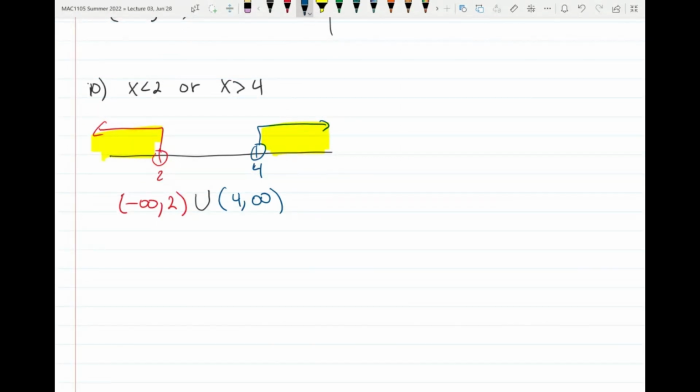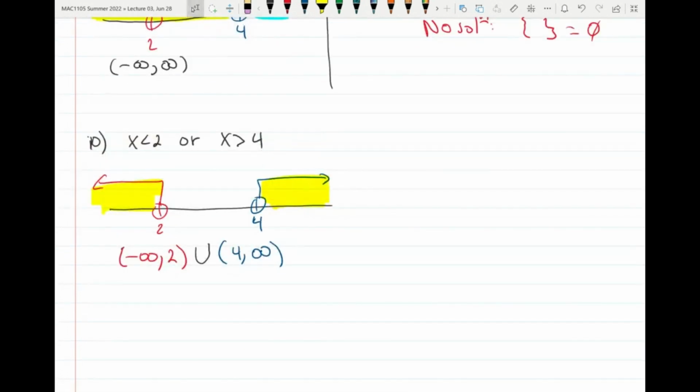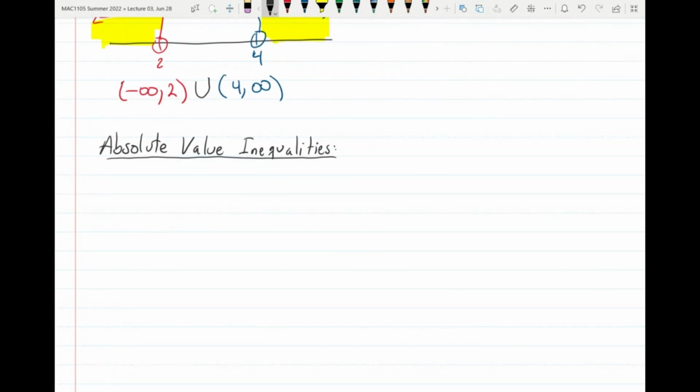The first piece, what is it? From negative infinity to 2, right? The other piece is from 4 to infinity, and then you combine them using the union symbol, which is just a big U, okay? In this case, the picture kind of spells out for you how to write it down. Okay, good. Questions? All right, so we are ready to do absolute value. So let's talk about absolute value inequalities, okay?